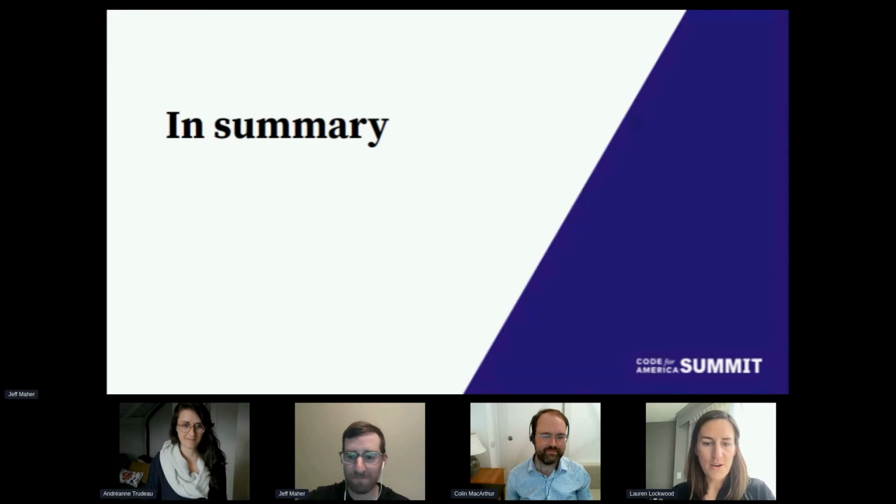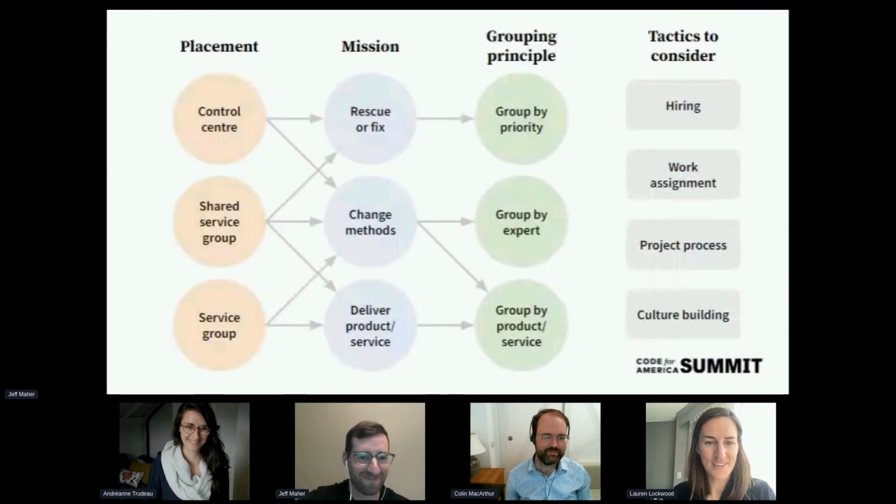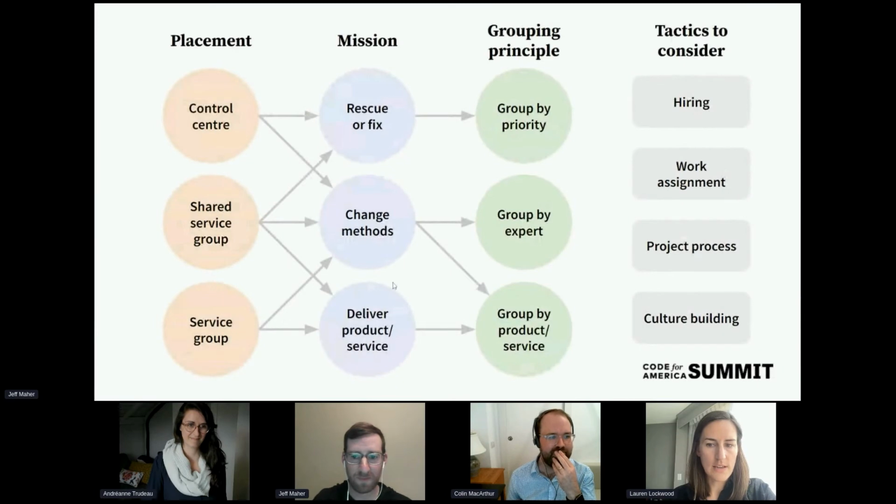So we put together what we thought, at least for us, was a helpful picture of what we've talked about here today. To summarize, we started by talking about placements. So where a digital service effort is housed within government and how that impacts what a team can do.